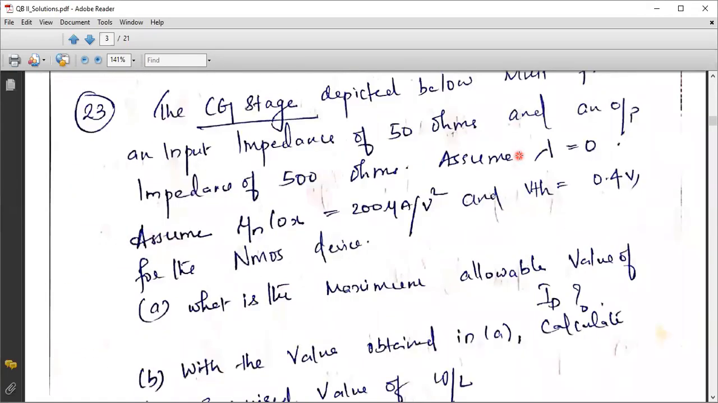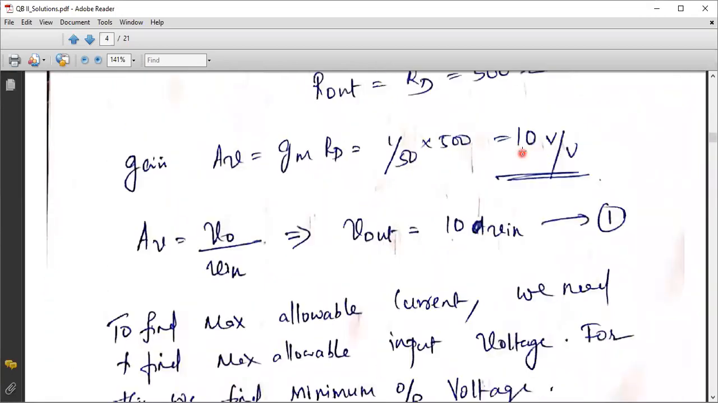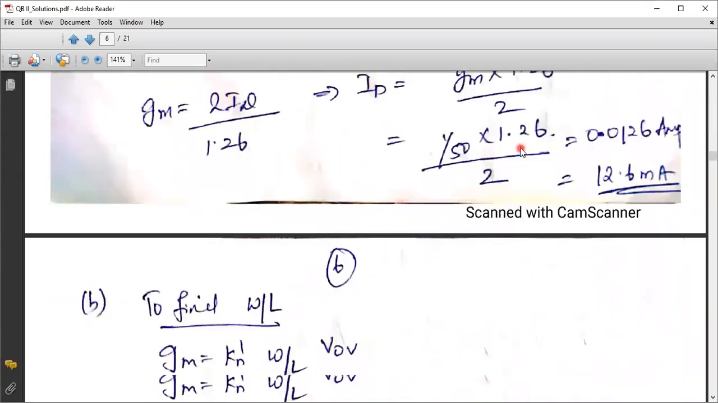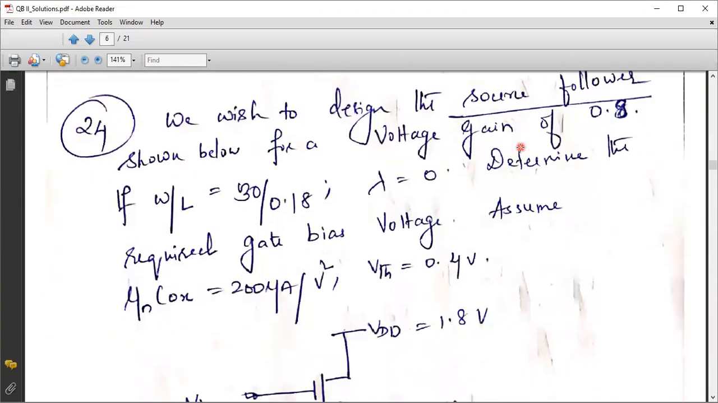Now take down the next question, the 24th question of the question bank. Here we are going to design the source follower. Source follower is otherwise known as common drain. Source follower is a common drain configuration for a voltage gain of 0.8. The voltage gain is already given to you, 0.8.